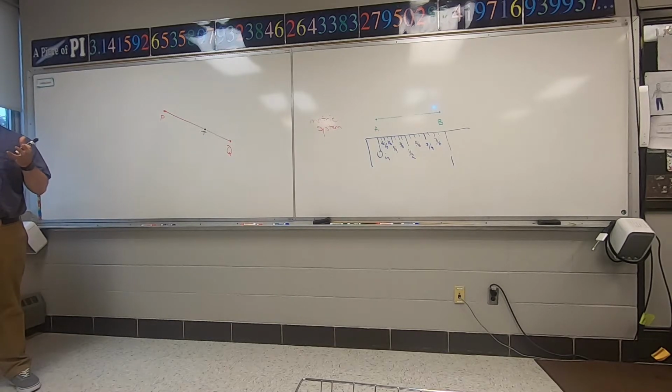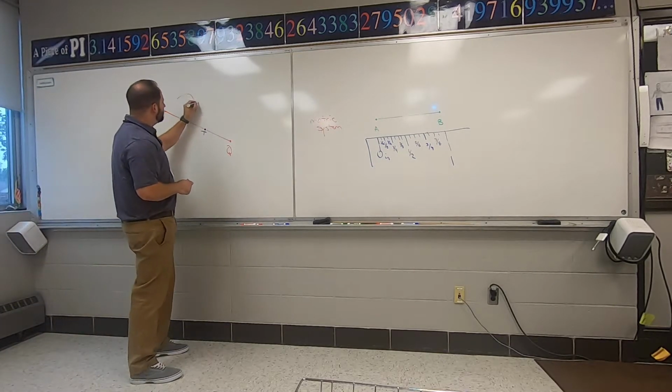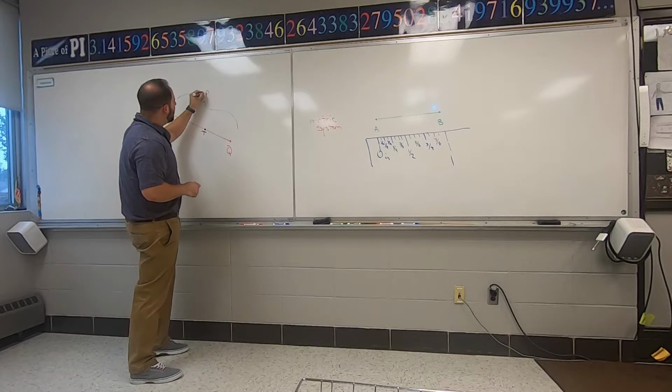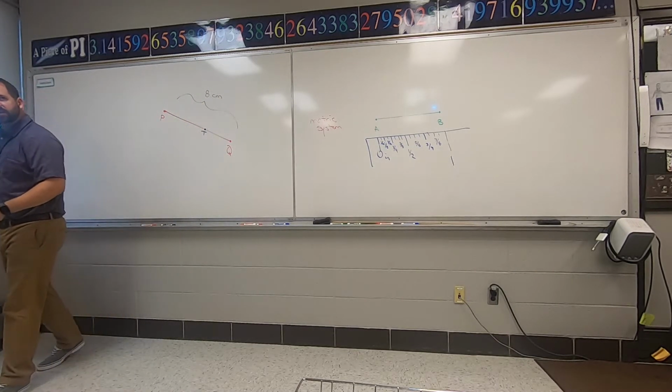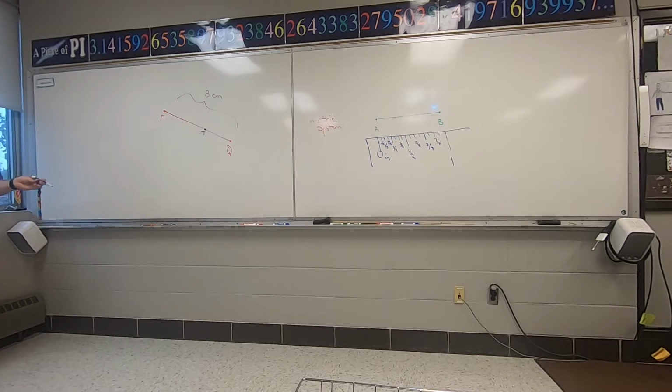Now, I just need a random number. We're just going to use centimeters. Somebody give me a random number. 8. Okay, let's call it 8. So let's say this whole segment is 8 centimeters. I want you to put a little curly brace above it and say it's 8 centimeters. We're not going to measure it by any means, but let's say it's 8.